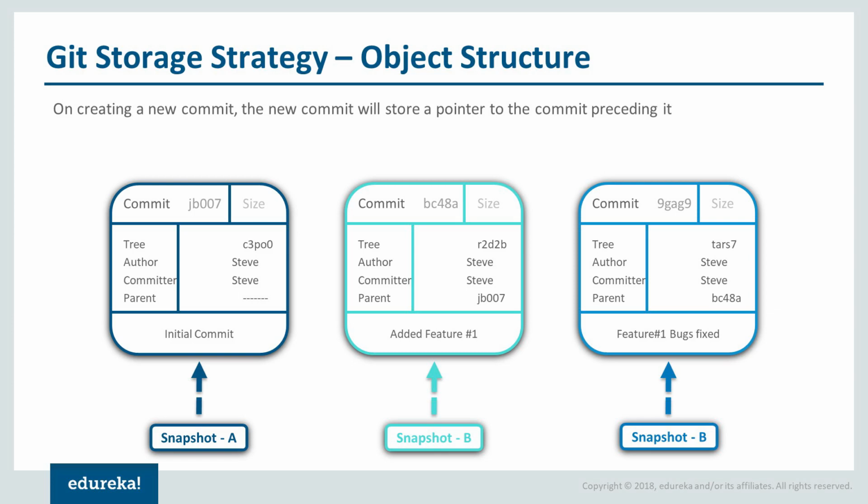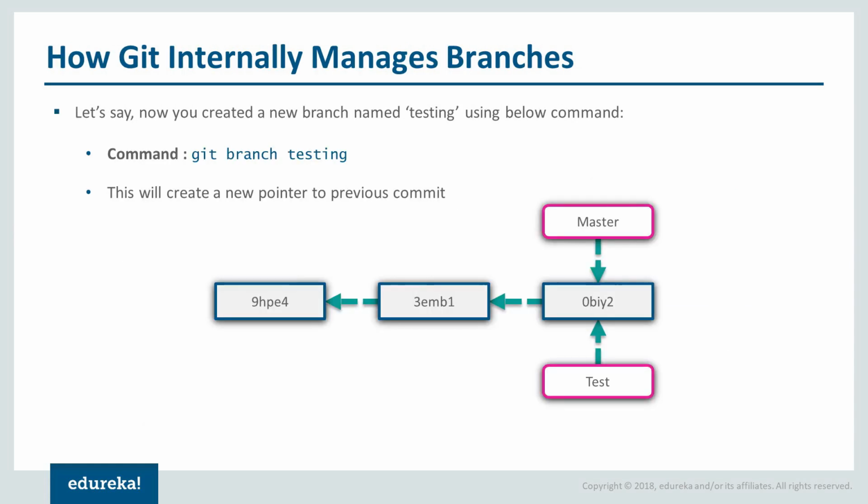For example, this is JB007 and the parent of this commit is this. Now the parent of this commit is this. So this is snapshot A, B, and C. Now, how does Git internally manage these branches?